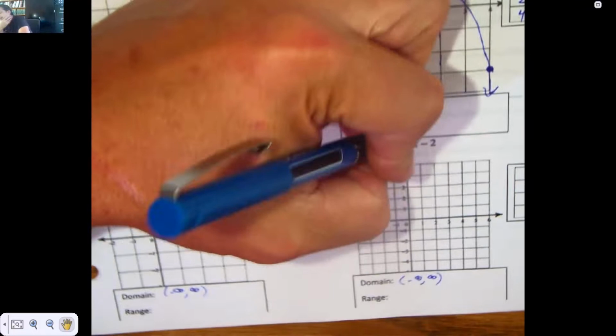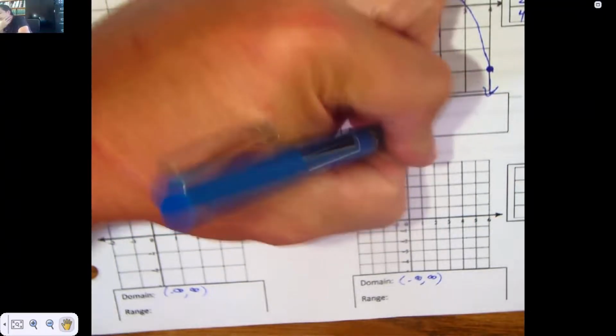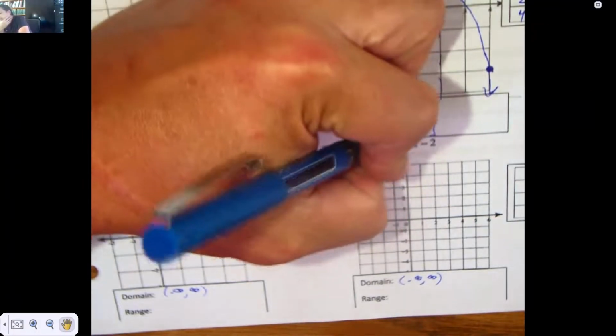Range on this one, the high value is 1. The low value is negative infinity. Don't get those backwards. Easy to do. Yay, more opposite b over 2a. Negative 4 over twice the negative 1 should be 2.